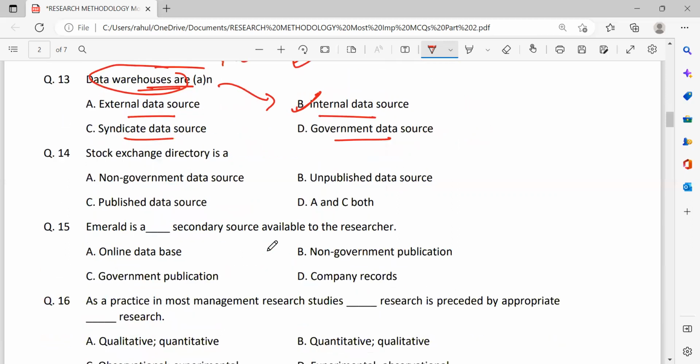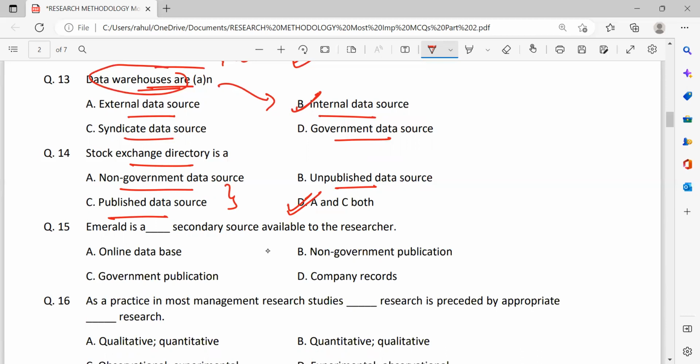Question number 14. Stock exchange directory is non-governmental. Yes, it is non-governmental, so option A is correct. Unpublished? No, it is published, 100% published. We can see it on the website. So options A and C both are correct for question number 14.